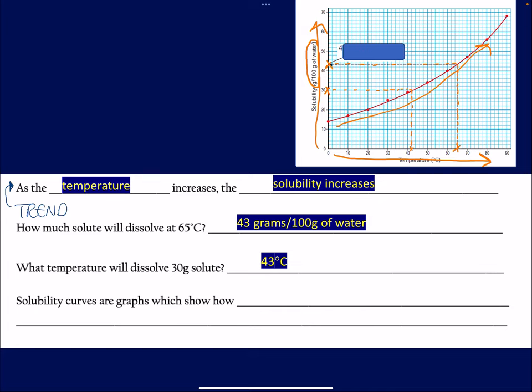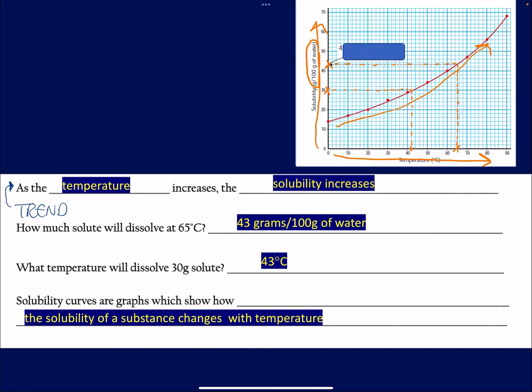And essentially these solubility curves, they tell us how the solubility changes with temperature. So we found that out the last day. Loads of the different solutes had different solubilities. You could get more or less into water. They were all different temperatures, but when we plot a curve, then we can see how the solubility will change.